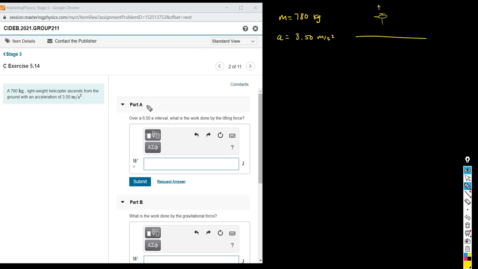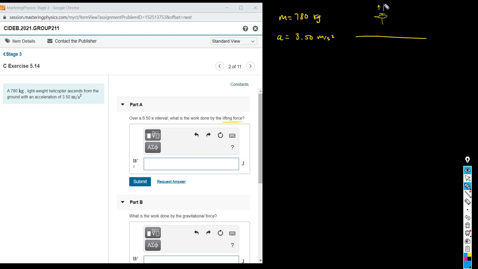Part A is asking you, over a 6.5 seconds interval, what is the work done by the lifting force? This thing about the lifting force may be troubling you a little bit. What is that? You must realize the following, guys. When the helicopter is going up, there are basically two forces acting on the helicopter at the same time.